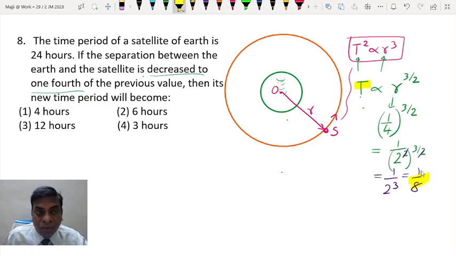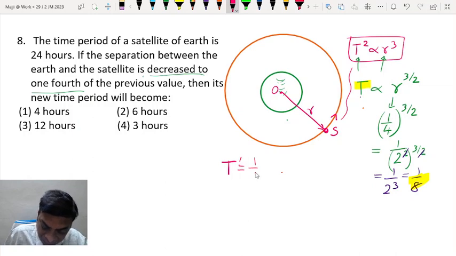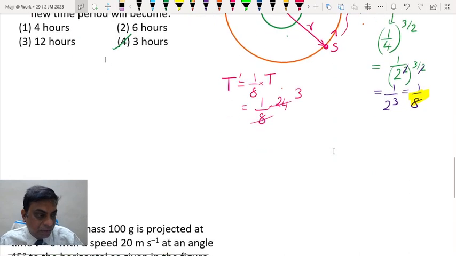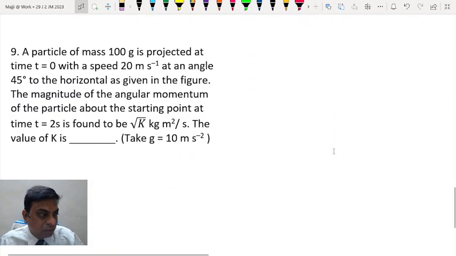That means if you know the factor of change, then immediately you can write the new time period as the factor of change multiplied by the initial time period. What is the initial time period? Initial time period is 24 hours. So 24 divided by 8 is 3. So the correct option is the fourth option, 3 hours. Moving on to the next question.